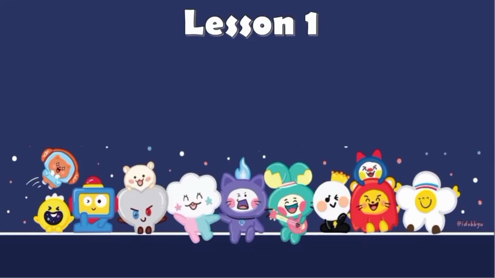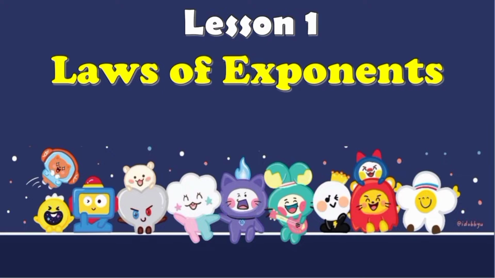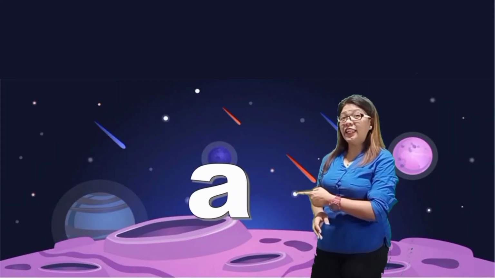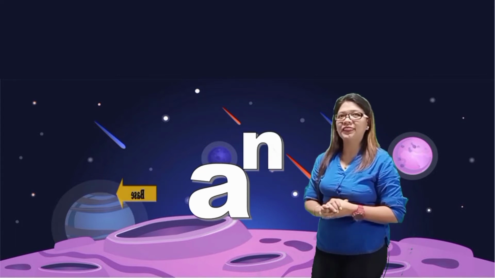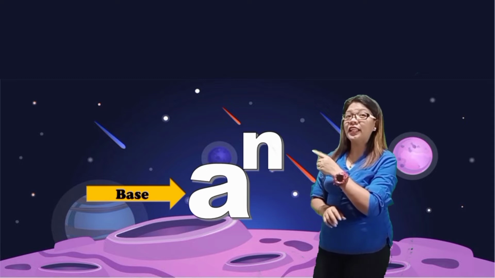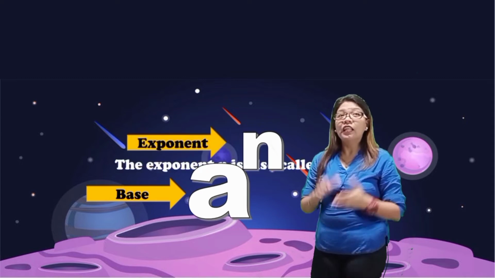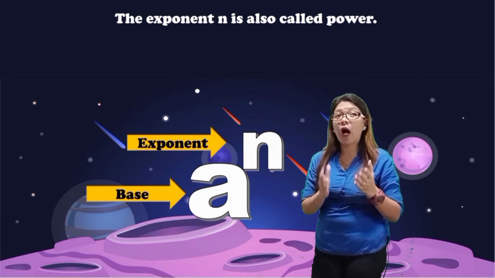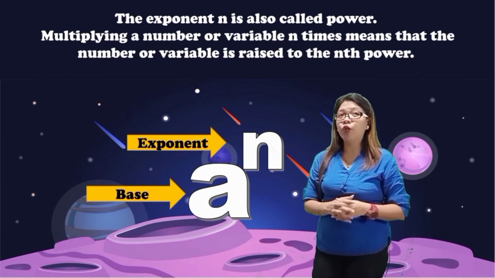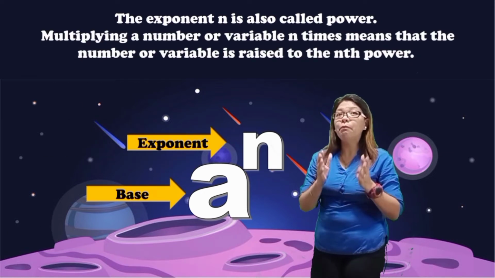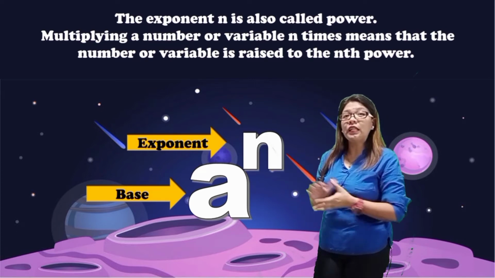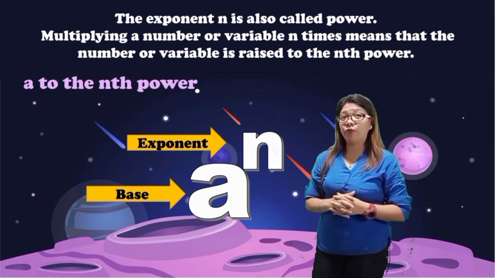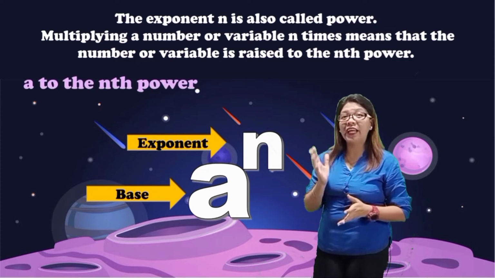Lesson number 1. Laws of exponents. I have here letter A and letter N. Letter A is the base and letter N is the exponent. The exponent N is also called power. Multiplying a number or variable N times means that the number or variable is raised to the N power. This can be read as A to the N power or A raised to the N power.